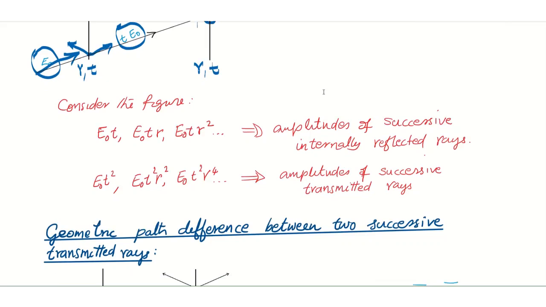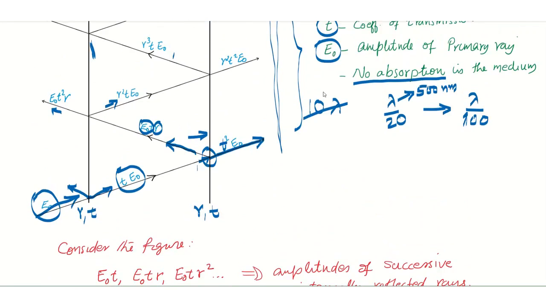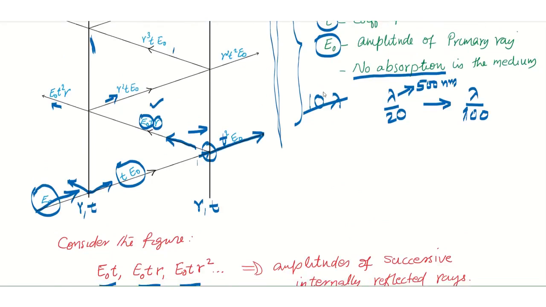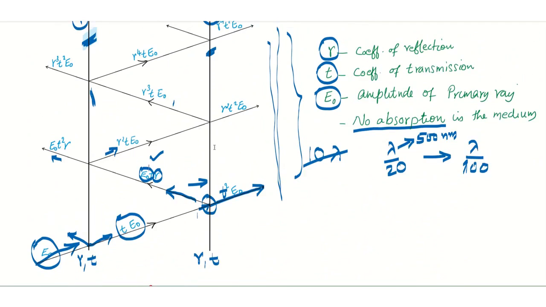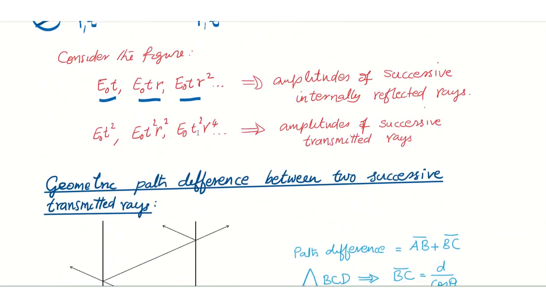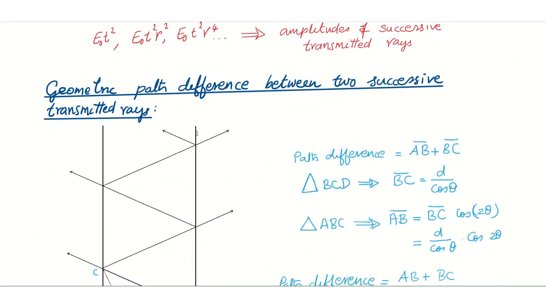From the figure, you could see that E0 T, E0 T R, E0 T R square are the amplitudes of successive internally reflected rays, these internal reflections, and then the amplitudes of successive transmitted rays are these ones. Obviously these waves are going to interfere, and there is going to be an intensity redistribution in the transmitted wave. And there are some very interesting results.